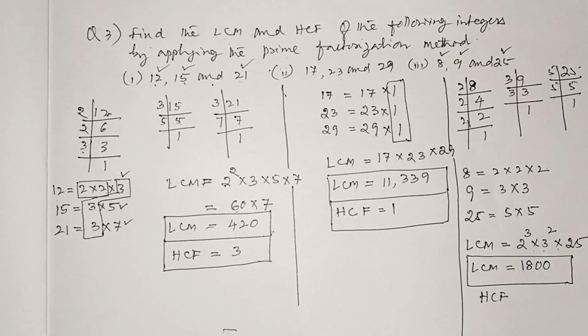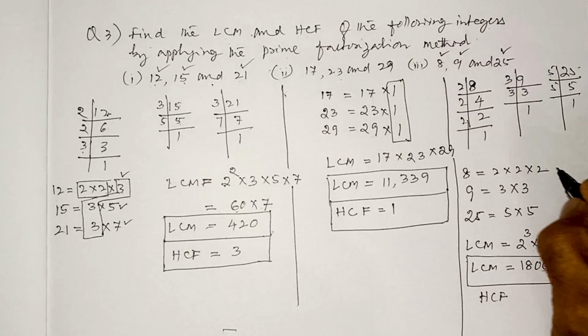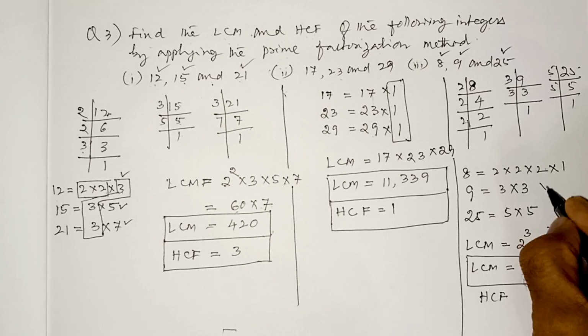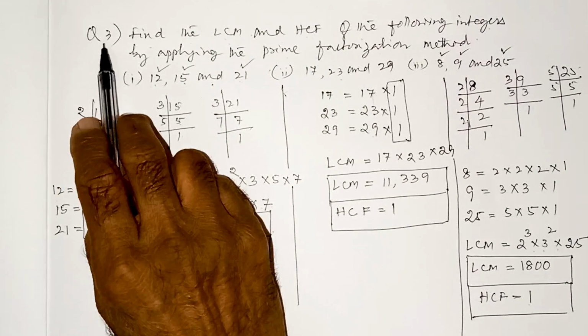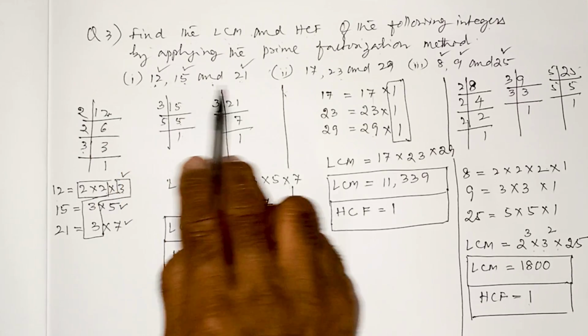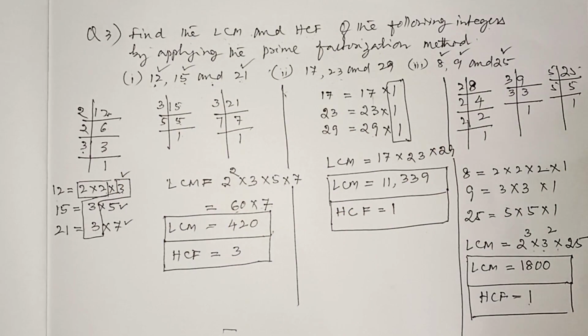Similar to the previous question, here also you don't find anything in common. Therefore, all you need to do is take 1 as common factor. So HCF of these three numbers is 1. So now we have solved question number 3, and in that we have solved all the 3 sub questions.